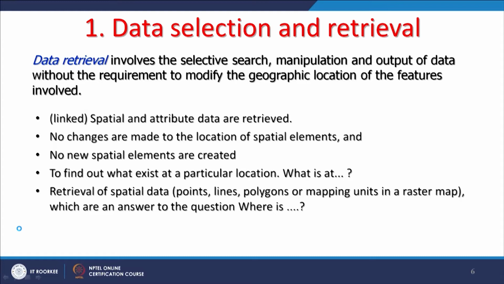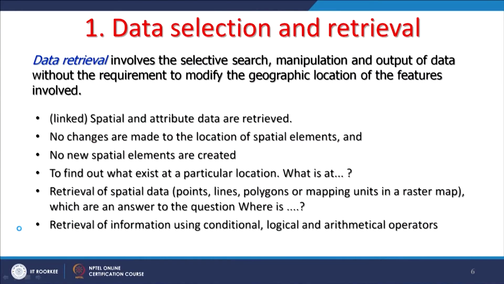And of course, the purpose of GIS is to answer a few questions. So, when we involve the location, then we can answer the question what is at that particular location. That question can be answered very easily. And also, all spatial objects, whether they are point, line, polygon or mapping units in a raster, that means cells or pixels, can be retrieved, can be selected, and accordingly we can utilize them. So, if we perform this kind of analysis or retrieval, then we can answer the question where is. That question can also be answered very easily.